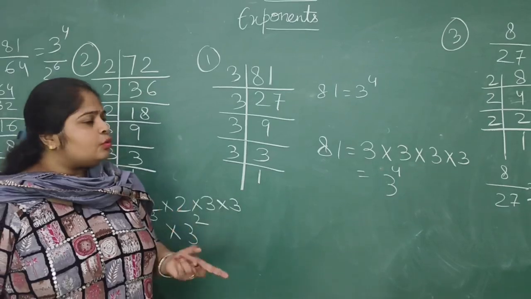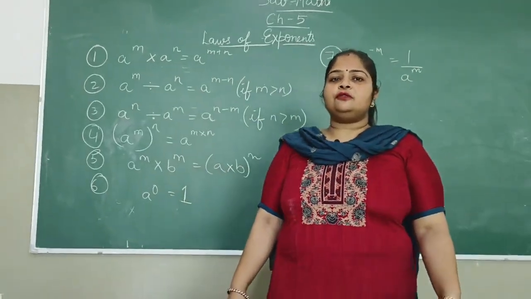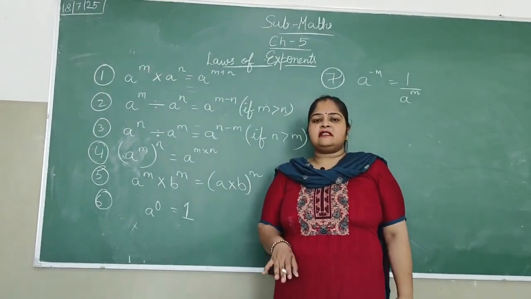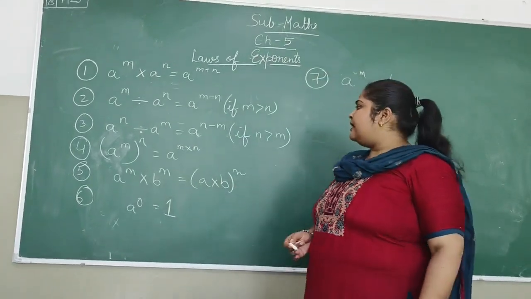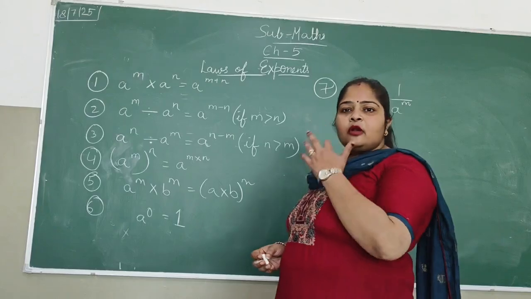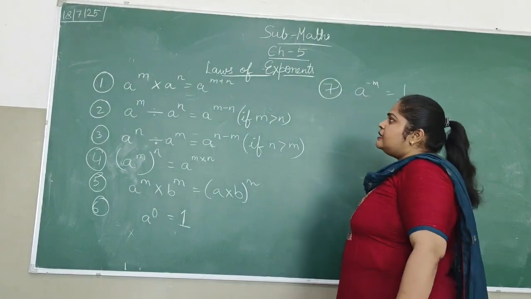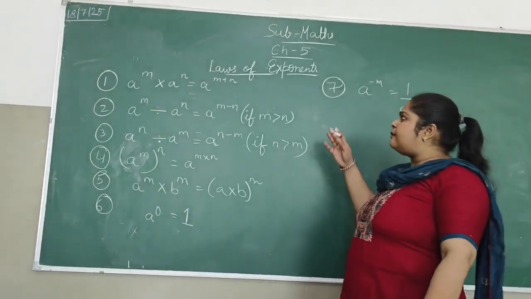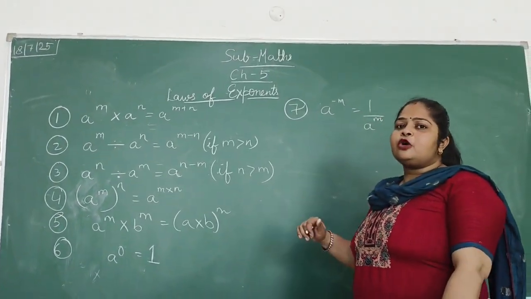Then this way you can do exercise 5A, and there are some laws of exponents also. I hope you all have understood how to write any number in exponential form, or vice versa, how to write a number in standard form, in the simplest form. Now the next topic which we are going to learn today is laws of exponents. So there are some laws which are applicable for exponents. Laws means rules, right? Sometimes you get some questions which we can do with the help of these laws.